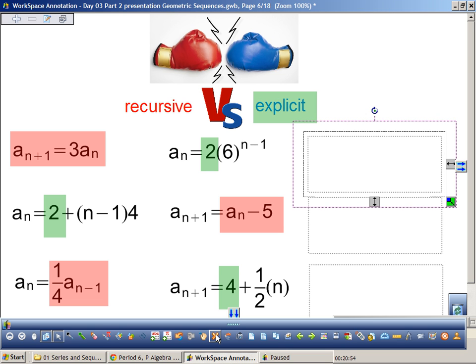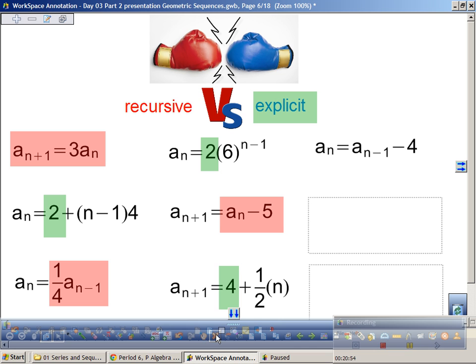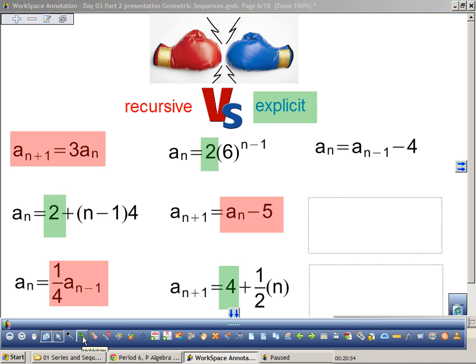About that one. Recursive or explicit? I think I only have 3 of you that are off on that one. I don't see a first term, do you? Only information it's given me is I have to subtract 4. That's it.